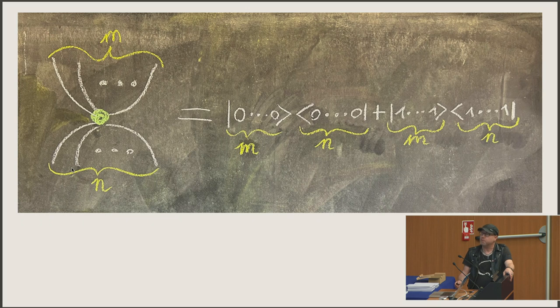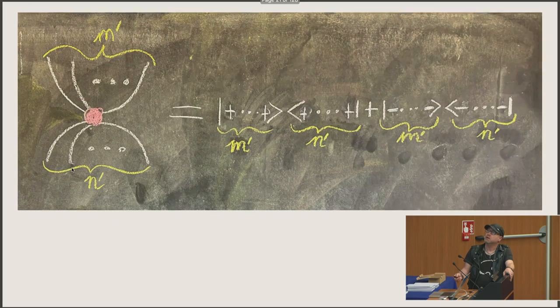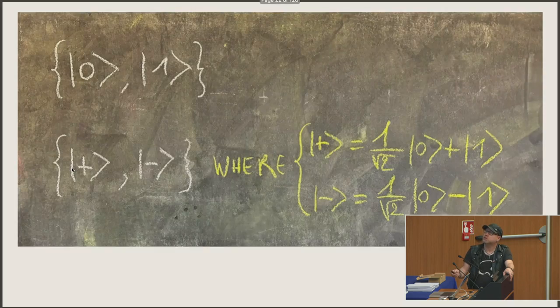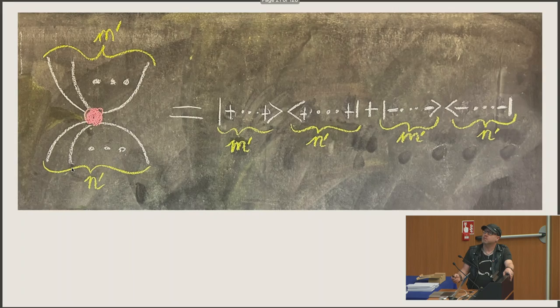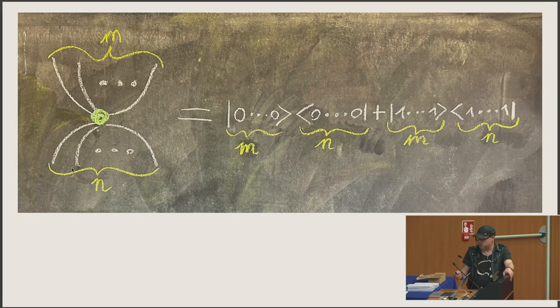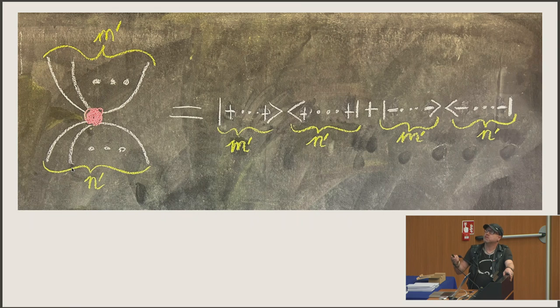That's the definition of the Z spider. Now, this is the definition of the X spider, and see what I've changed: the choice of bases. Here I take the plus basis and the minus basis instead of the zero and the one basis. That's why I call these ones Z spiders, because I use the Z basis. And this one I call X spiders because I use the X basis. And that's the difference. And are they different? What do you think?